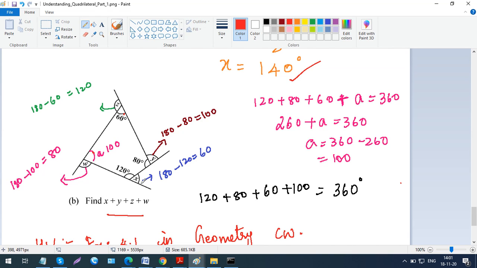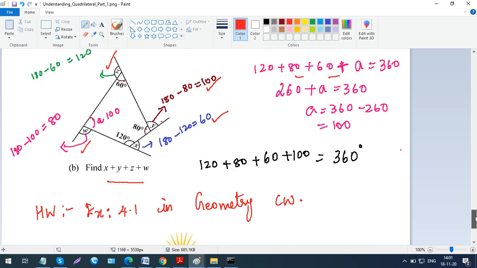Okay, so x is actually 180 minus 120, which is 60. Y is 180 minus 80, which is 100. Z is 180 minus 60, which is 120, right? So each angle you have to find out. This is 180 minus 100, which is 80. Now add all these exterior angles. So 120 plus 80 plus 60, and there is, okay, here, wait a minute.